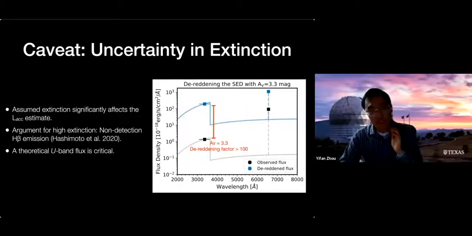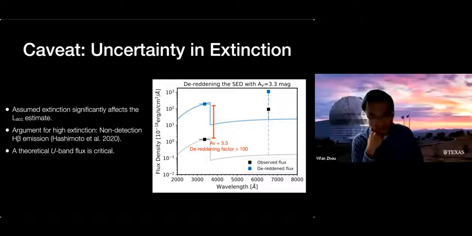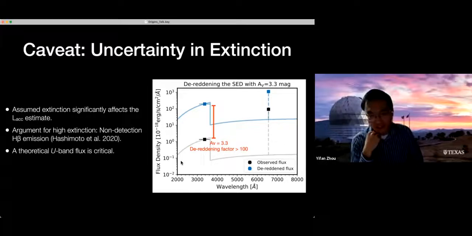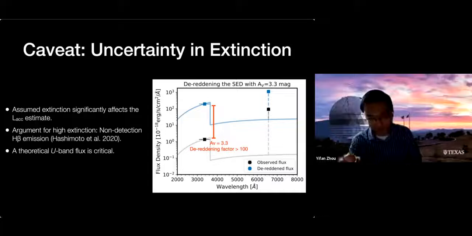Another source of uncertainty is the assumption of zero extinction. If we assume a non-zero extinction at such a short wavelength in the U band, it can introduce a large derating factor. An A sub V of 3.3 would correspond to a greater than 100 derating factor, which would increase our accretion luminosity and accretion rate measurement by more than 2 orders of magnitude.